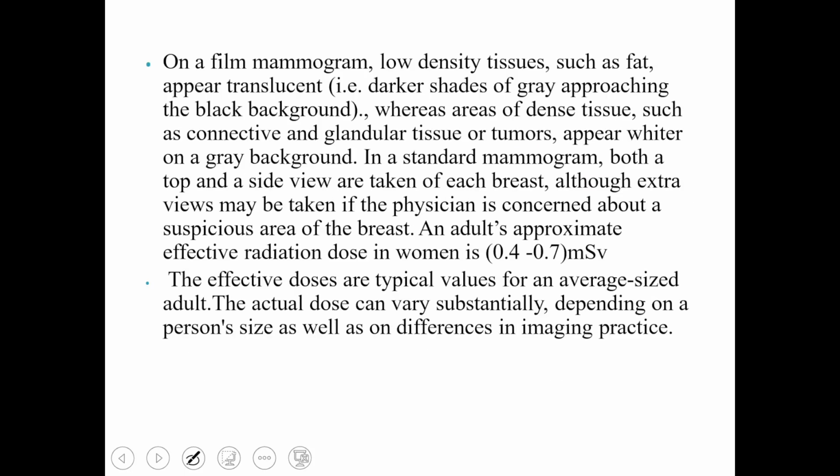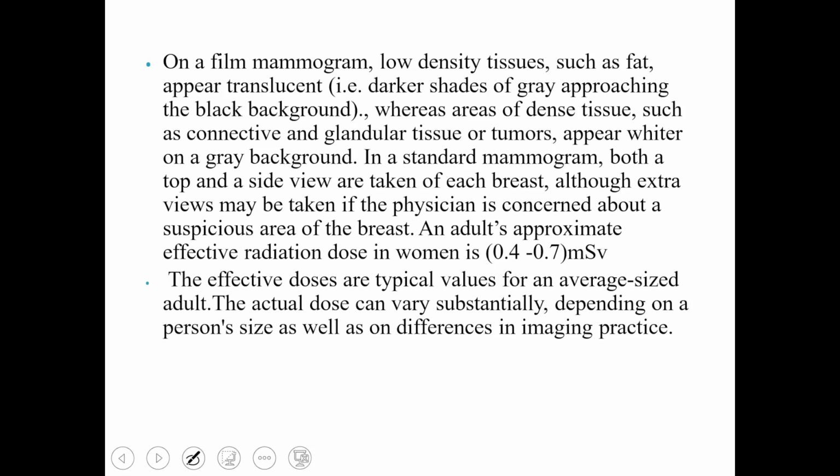On a film mammogram, low density tissue such as fat appears translucent, a darker shade of gray approaching the background, whereas areas of dense tissue such as connective glandular tissue or tumors appear whiter against the gray background. In a standard mammograph, both top and side views are taken of each breast, although extra views may be taken if the physician is concerned about a suspicious area of the breast.